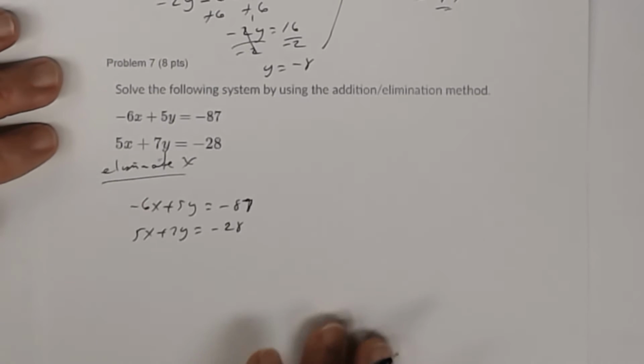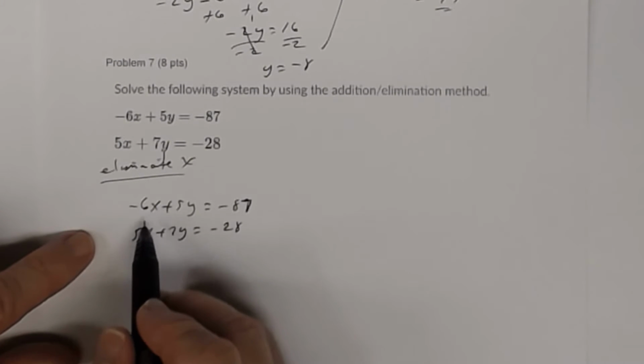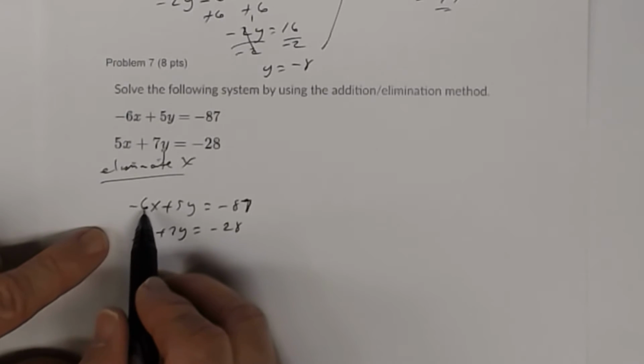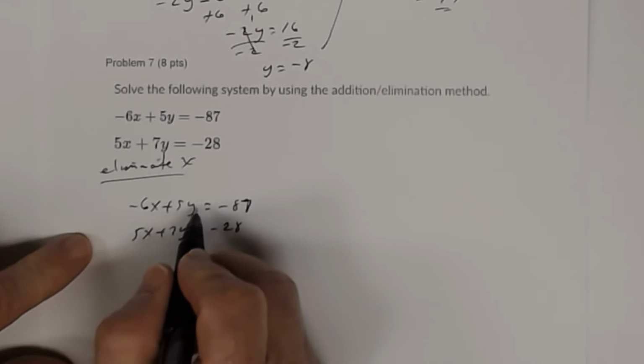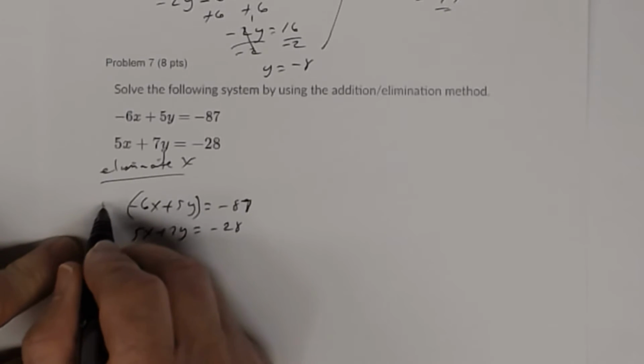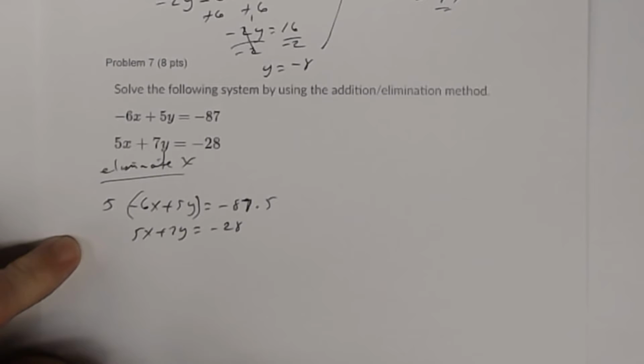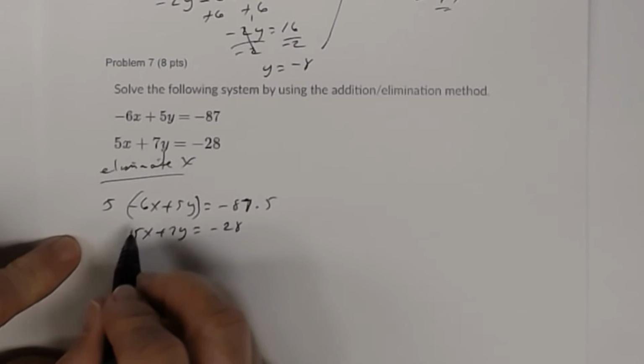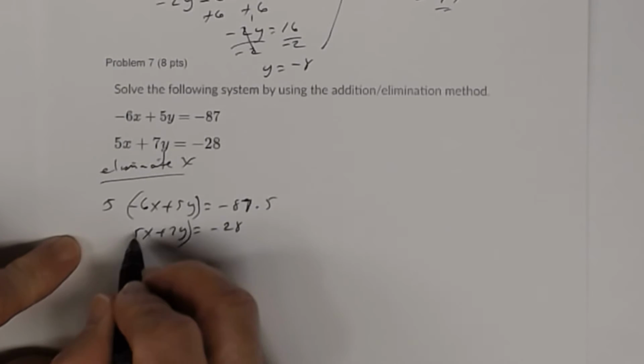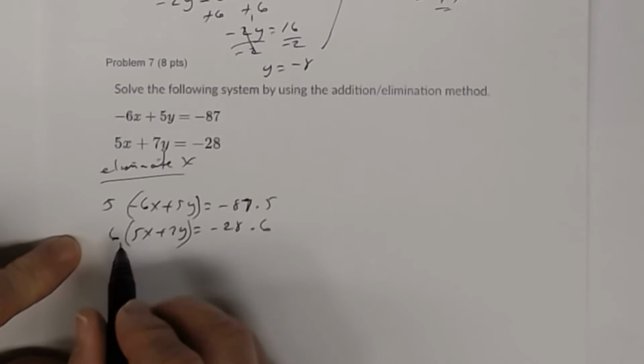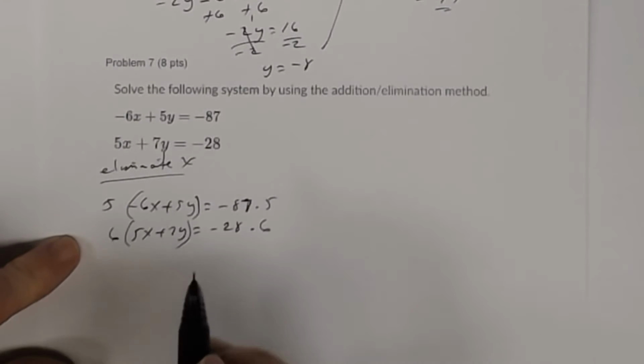All right, so if I want the coefficients of x's to be 30, then I've got to multiply this negative 6 by 5. But I've got to do that to this equation, to the left side and to the right side. And over here, if I want this to be 30, I've got to multiply this by 6. I've got to say times 6 and then times 6. So don't forget, what you do to one side, you do to the other.